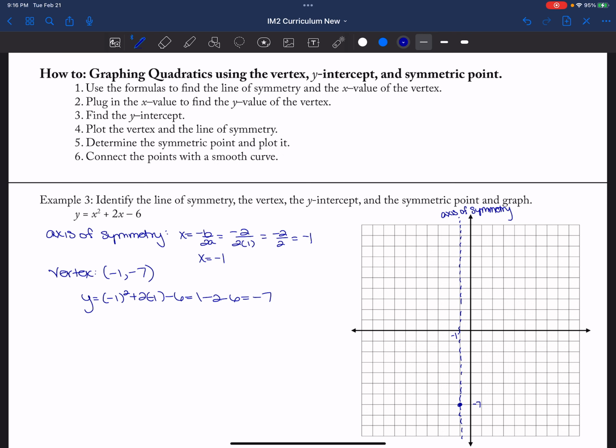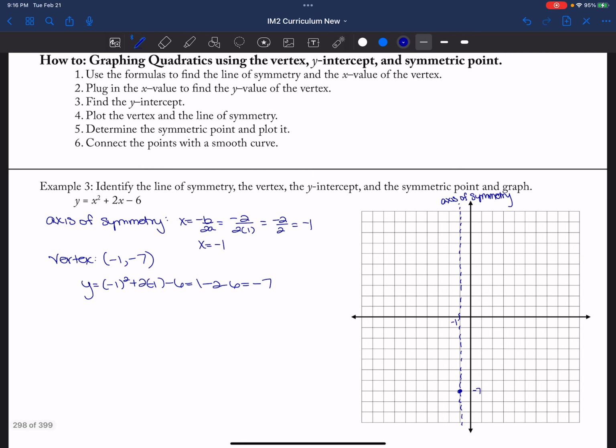And then I need to figure out my y-intercept. My y-intercept is when x is equal to 0. So if I take my equation and I plug in 0 for all of my x's, it is just the c term, which in this case is negative 6. So 0, comma, negative 6 is my y-intercept.